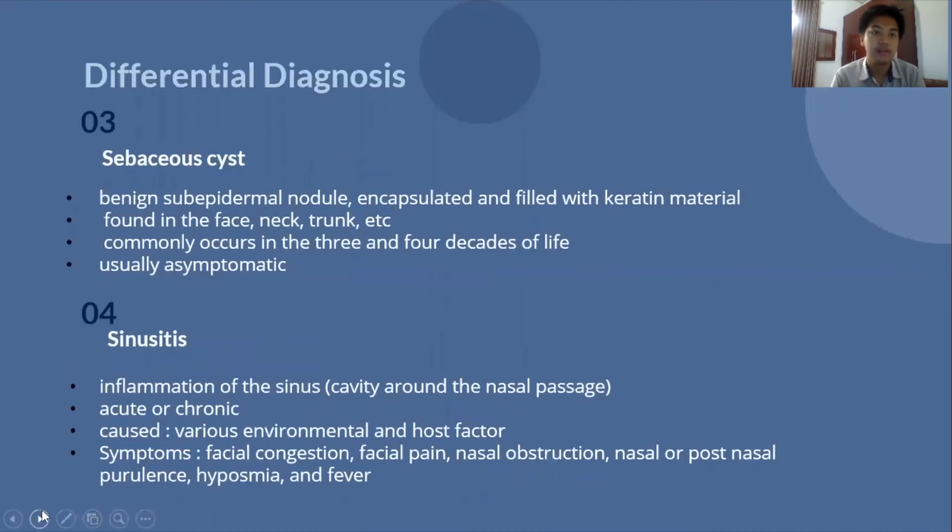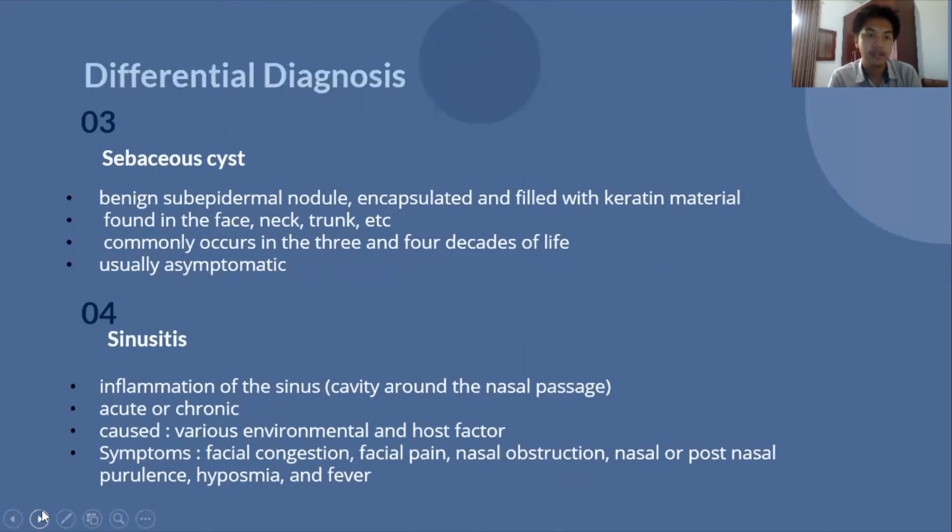The third is sebaceous cyst, which is a benign subepidermal nodule, encapsulated and filled with keratin material, found on the face, neck, trunk, etc., and commonly occurs in the third and fourth decades of life and is usually asymptomatic.